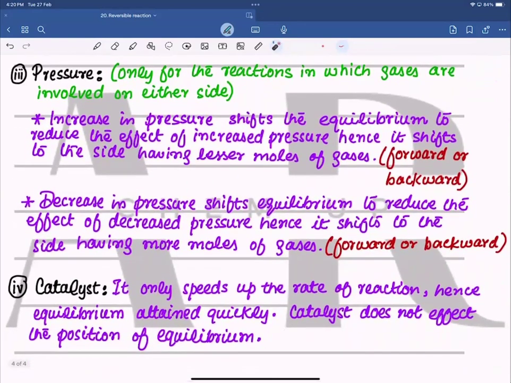Then after this, we have a catalyst thing. So if you guys recall, catalyst speeds up the reaction, right? Catalyst is something, like enzymes, which speeds up the reaction. So catalyst does not affect the position of equilibrium. It does not affect how the forward or the backward reaction occurs. When we add catalyst, equilibrium establishes more quickly. That's it.